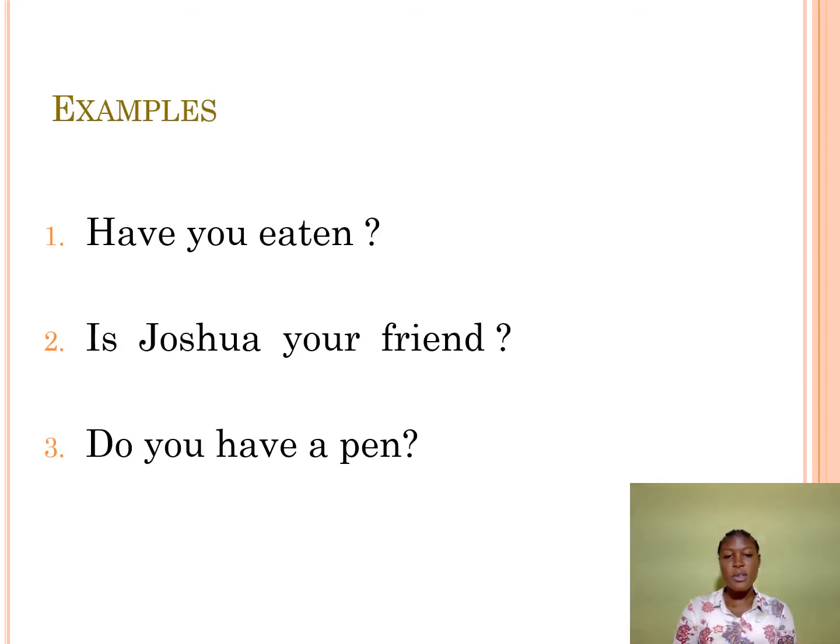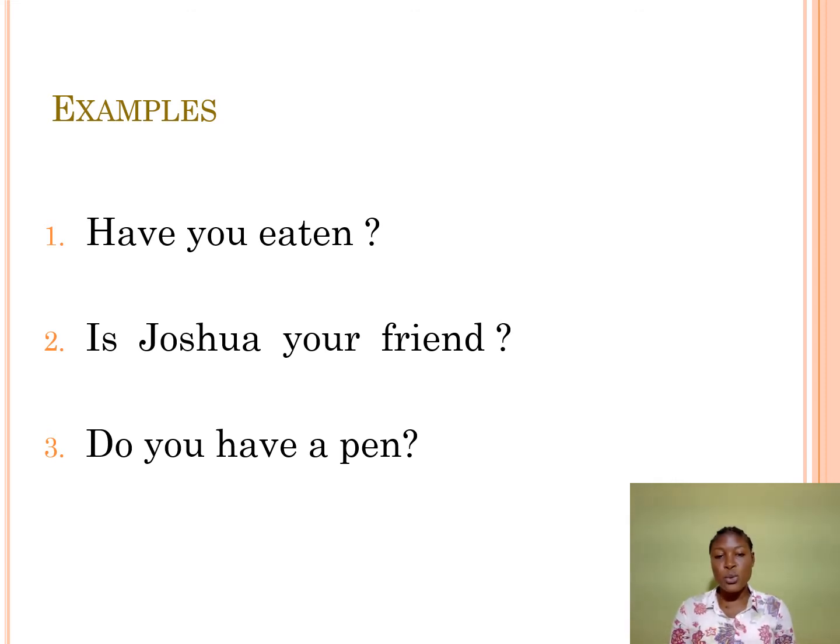Good. Let's look at these examples. 1. Have you eaten? Which might be demanding the answer yes or no. 2. Is Joshua your friend? And then 3. Do you have a pen? So you see, looking at these 3 sentences, we can identify that they are all ending with a question mark.